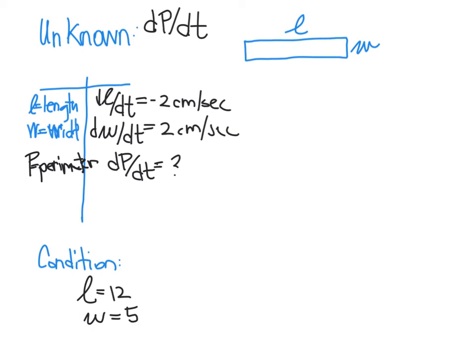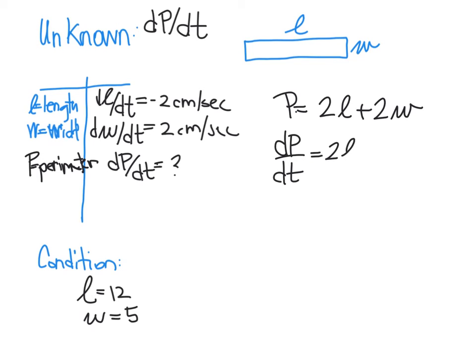Okay, let's see how you did. So I have all the facts written down, and we know the perimeter of a rectangle is 2 length plus 2 width. So when you take the derivative with respect to time, we have the change in perimeter with respect to time, and it's 2 times the derivative of length with respect to time, plus 2 times the derivative of width with respect to time.